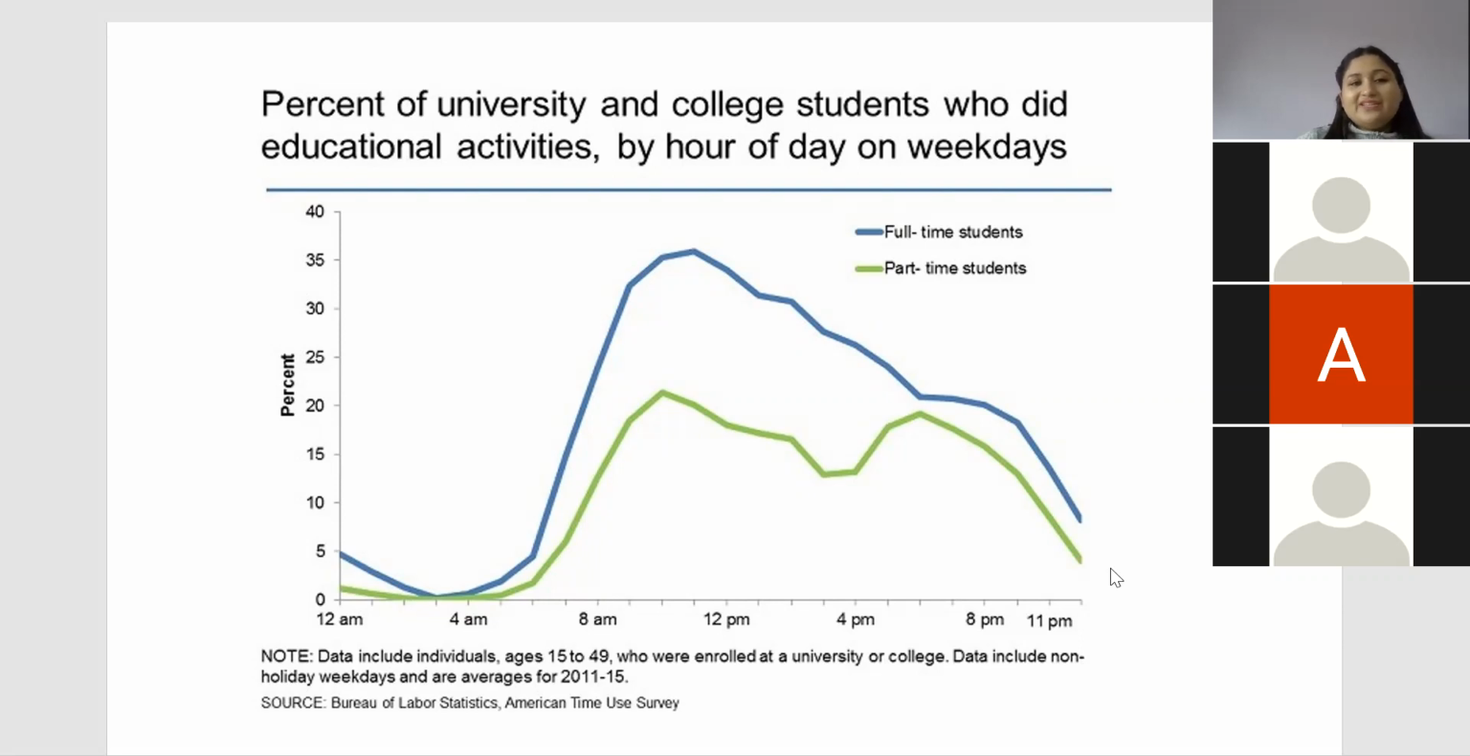Sometimes if you have such lengthy text written on the image, it's quite easy to just speak the text and you're done with the image. You don't even have to go after the percentages or everything. Just say the percent is from 0 to 40, the time is from 12 to 11 p.m., full-time and part-time students coded with blue and green respectively, and data includes individuals aged 15 to 49.